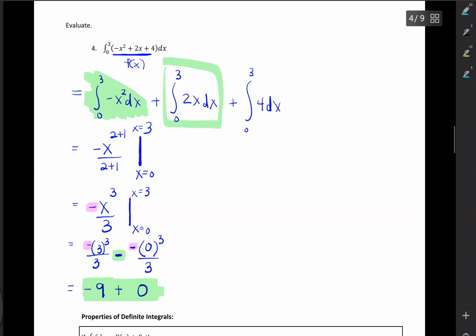Okay, reverse power rule. This one's being added. Okay, nice. So that's going to be an understood 1 there. So 2x to the 1 plus 1 over 1 plus 1. And I'm not going to do a plus c.